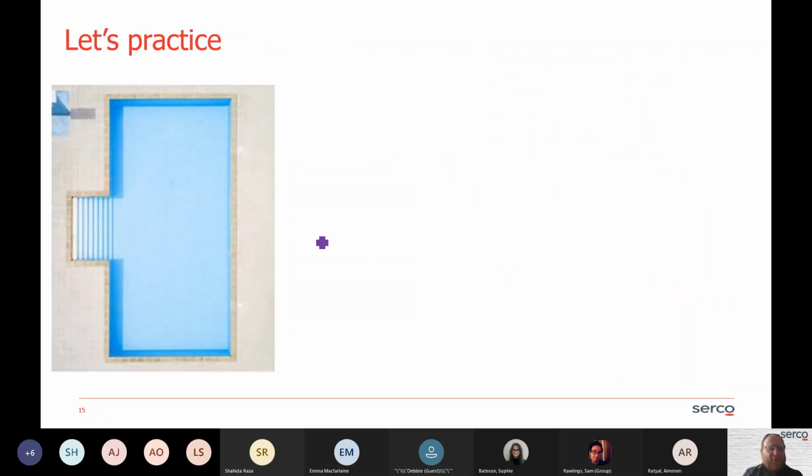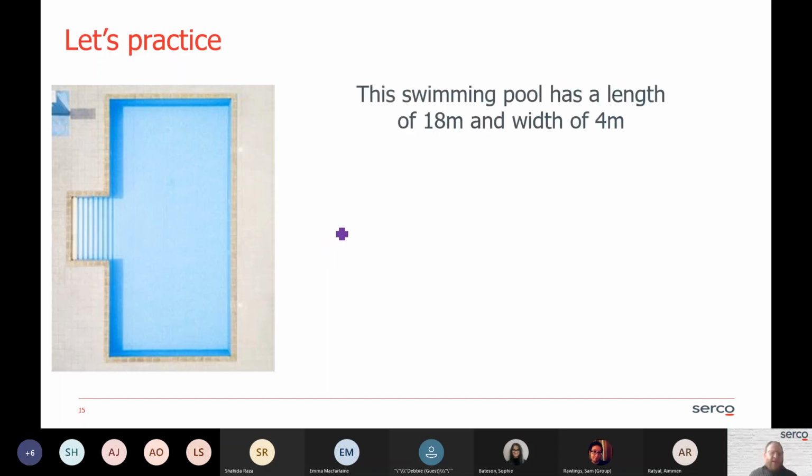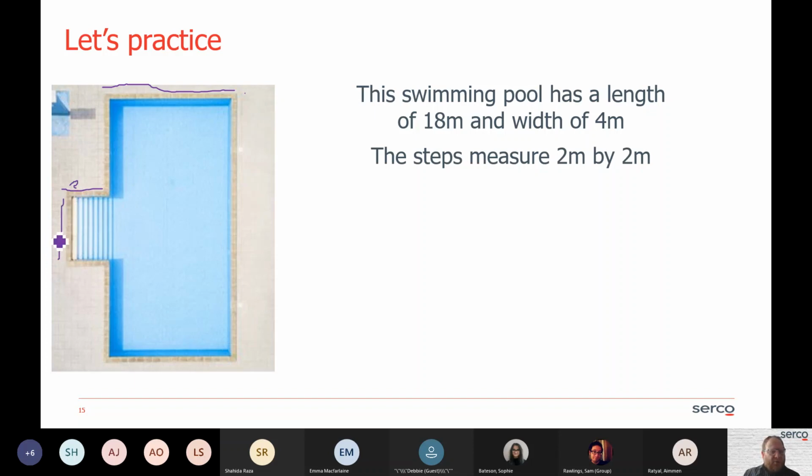So let's go back to a swimming pool. There's nobody swimming in this one, unfortunately. So we've got a slightly irregular shape here because we've got a swimming pool that has a length of 18 metres and a width of 4 metres. So I'm talking about that width of 4 metres there, and obviously down the side is 18. But the steps measure 2 by 2. So the steps here are 2 by 2. Not quite to scale because they look slightly long there.